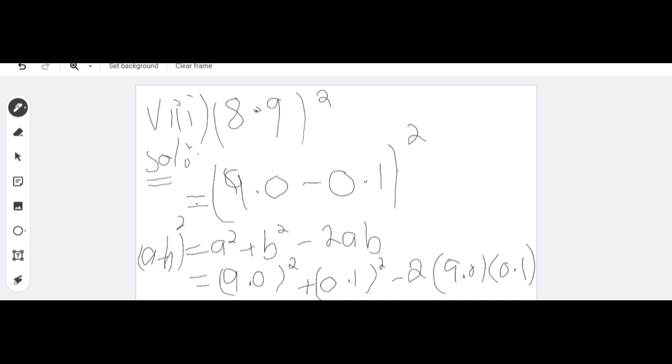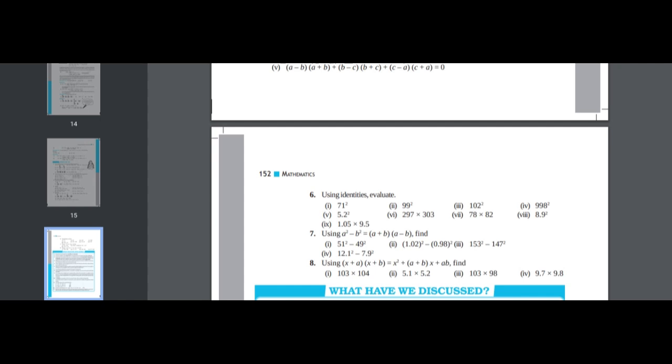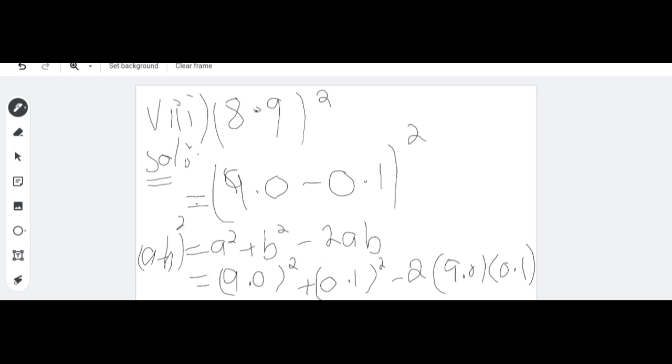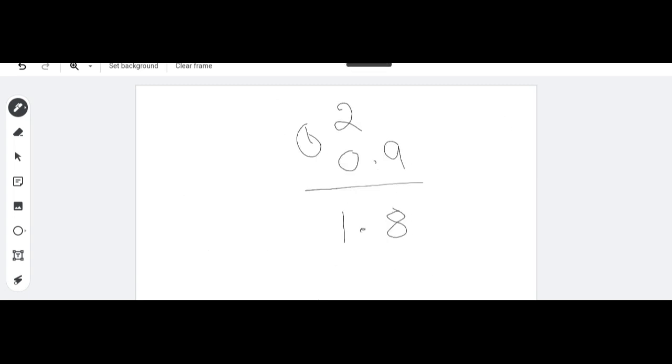Let me try to do that decimal one by myself. Okay. That 5.2 square, you can do that, but I will solve that 9th part, then you can do the rest of the questions. Yes. Okay. Now I will do the 9th part.